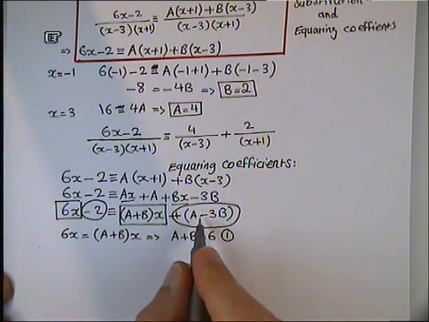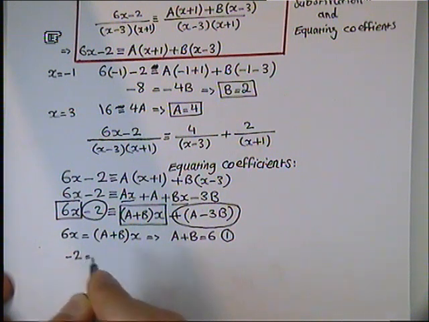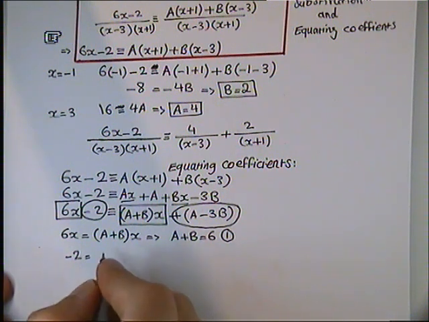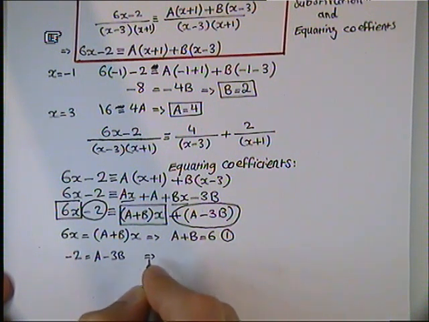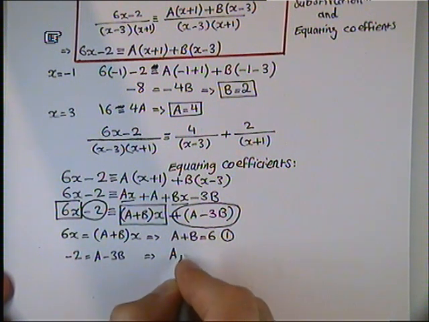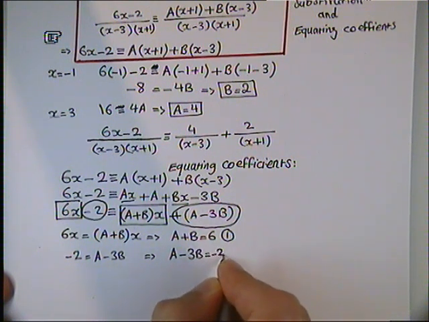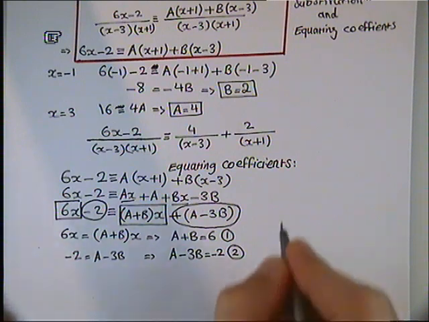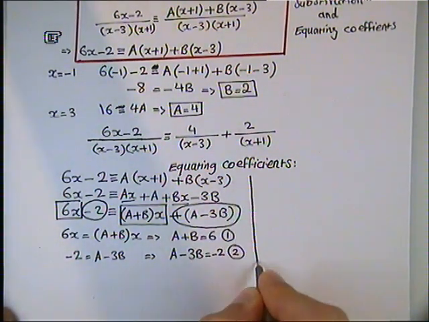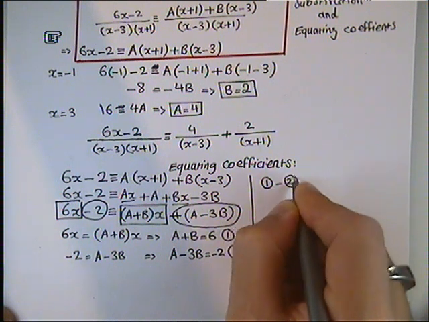Minus 2 must be equal to a minus 3b. All the constants must be equal to each other. Okay, I just write it in a simpler way: a minus 3b is equal to minus 2. I call this one equation 2. Okay, equation 1 minus equation 2.